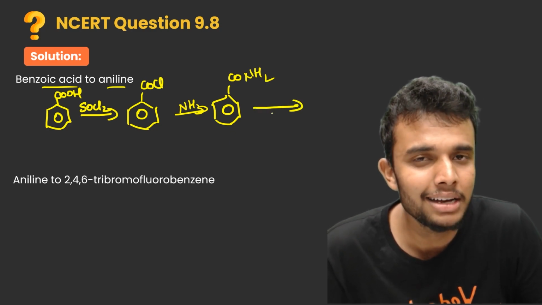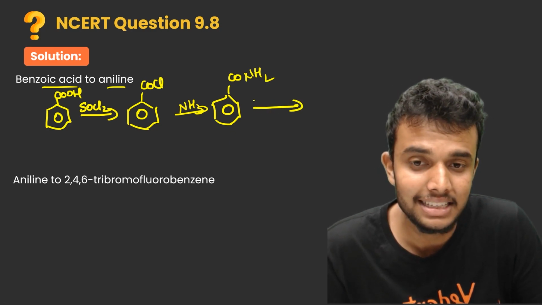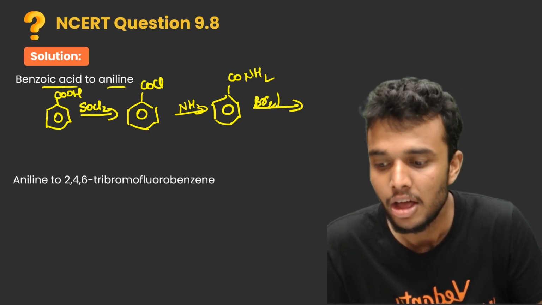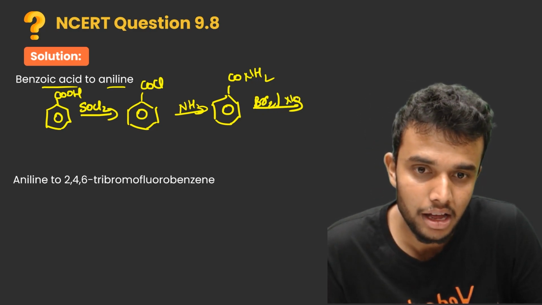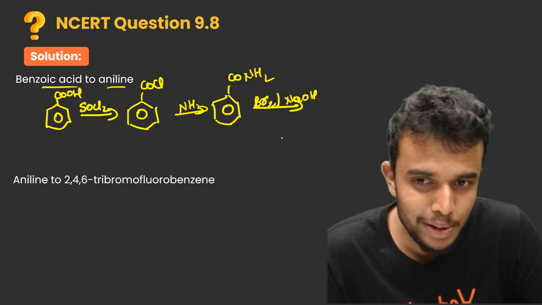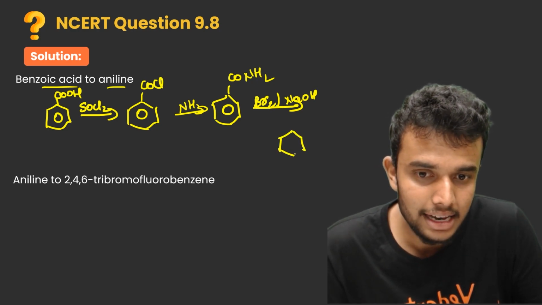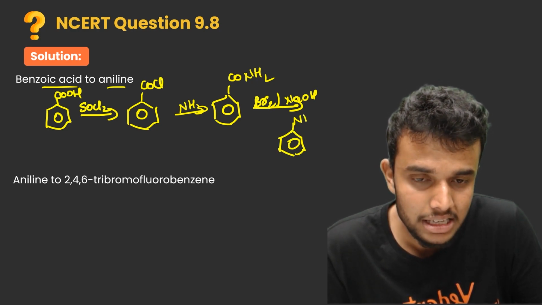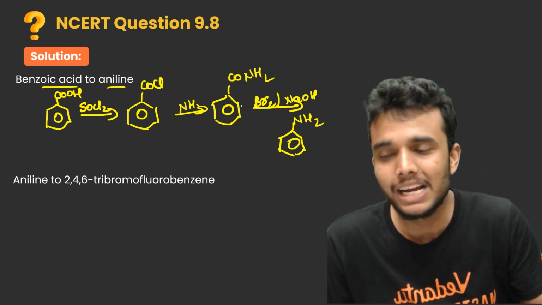Then the Hofmann bromamide degradation reaction is nothing but this compound reacted with bromine and NaOH, Br2 in the presence of NaOH, to yield the aniline compound. It's a very simple reaction. Let's move to the next one.